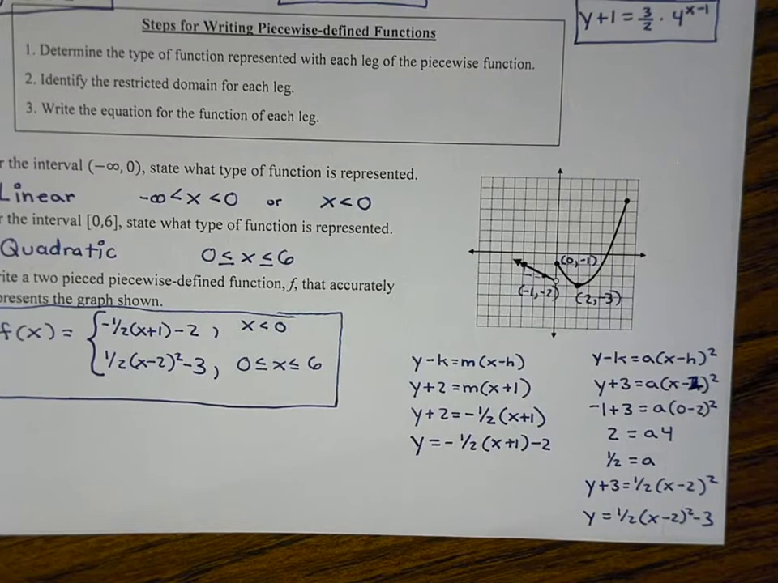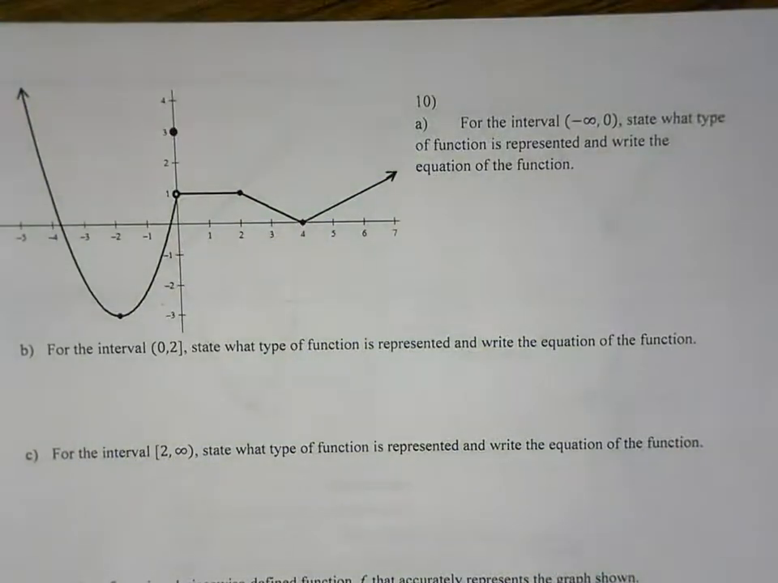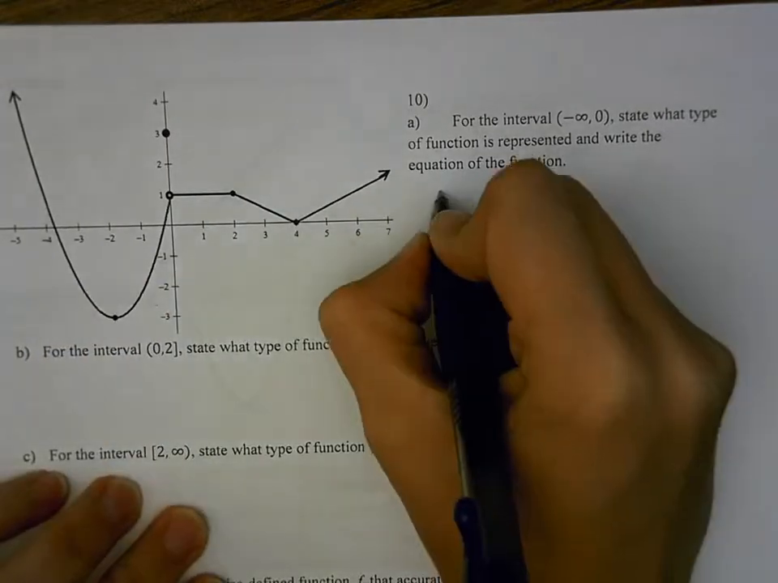Okay, number 10, last one. And again, write down questions if there are questions. Write them down now so you don't forget. First up, A, for the interval negative infinity to 0, what type of function are we looking at there from negative infinity to 0? Okay, from negative infinity to 0, that is a quadratic.